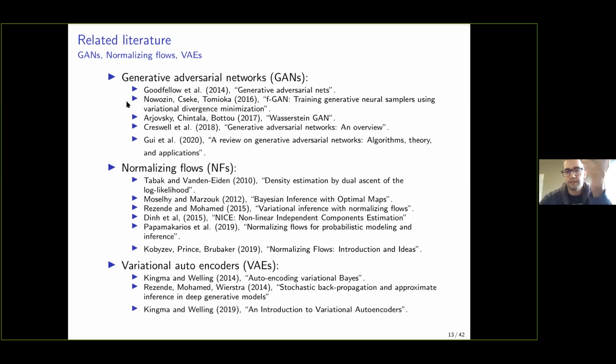I'm coming at this from the perspective of optimal transport, so it seems more natural to me. This paper of Nowozin, Cseke, and Tomioka has a nice explanation. There's also this famous Wasserstein GAN paper. And I also put these two reviews here, again, for people who want to get an overview of the field.